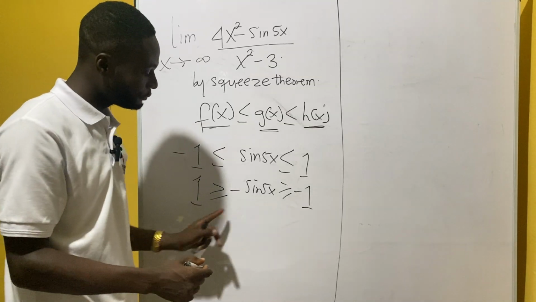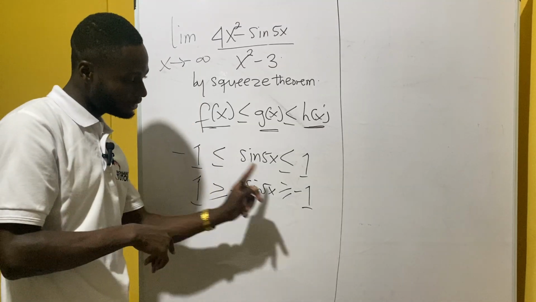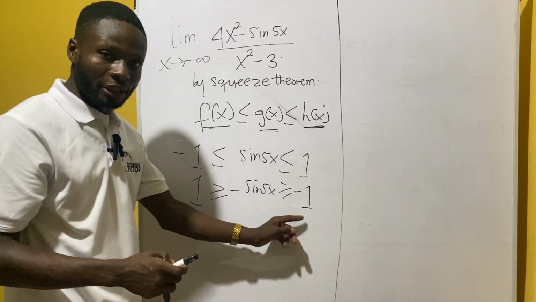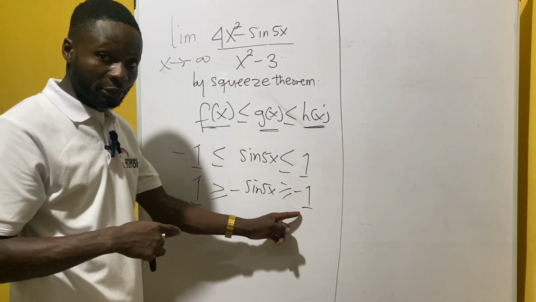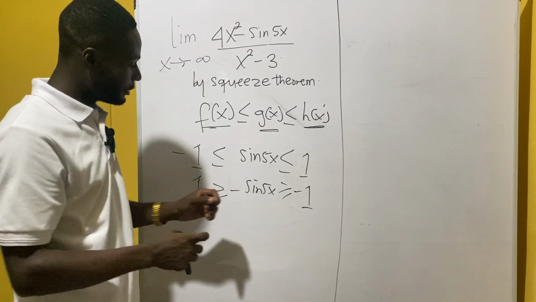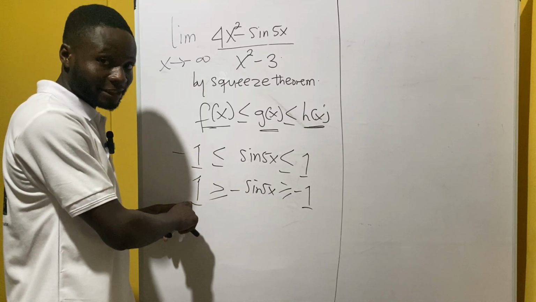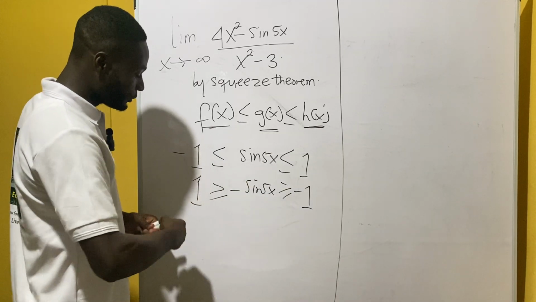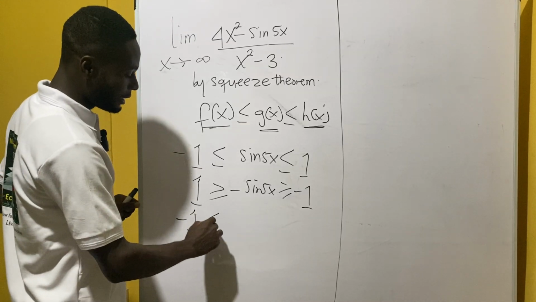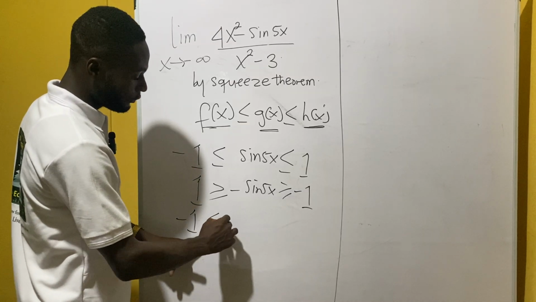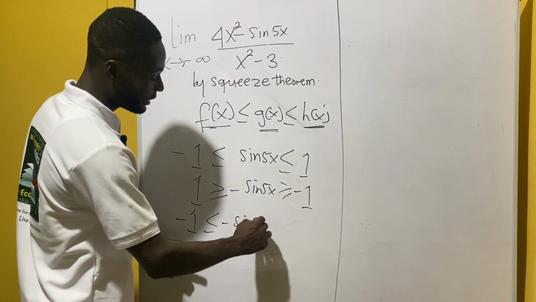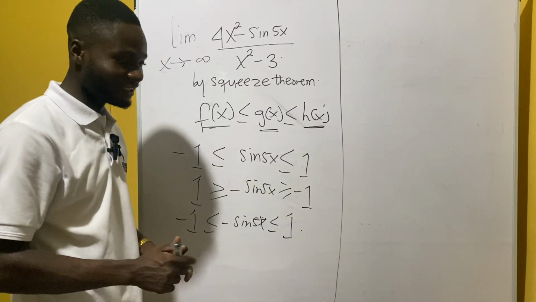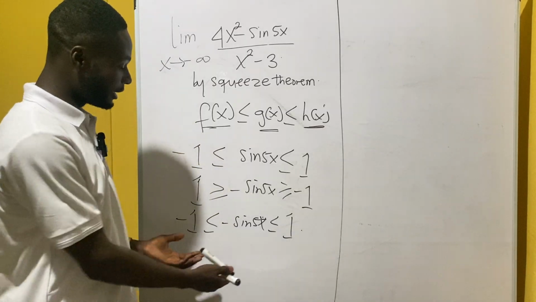So we can now send this here and send this here, because we always make sure that the lower bound has the minimum value, that is the negative number, so that the upper bound will have the maximum value, and that is the positive one. So reverse this here and this here. We're going to have -1 less than or equal to negative sine 5x less than or equal to +1. We haven't changed anything, we just reversed the inequality, and that is what we have here.